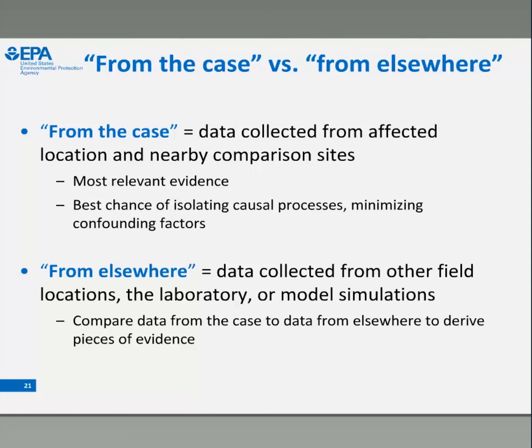However, data from the case are often limited, so you also need to make use of what's available from elsewhere. Data from elsewhere refers to data collected from anywhere other than the specific sites you're looking at. For example, this might be data from other field locations, from lab studies, from models, anywhere that's not your site. You can then compare the available data from the case to additional data from elsewhere to derive pieces of evidence. For example, do chemical concentrations at your site exceed established criteria which were derived from other sites?